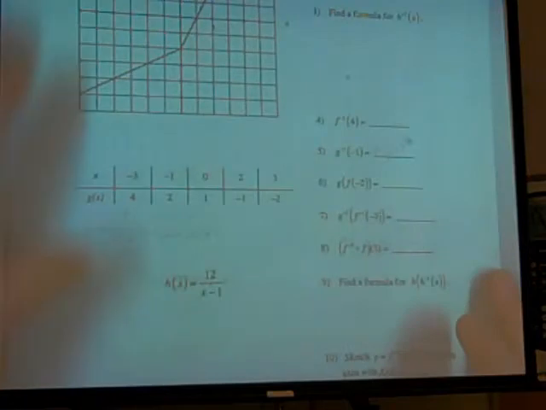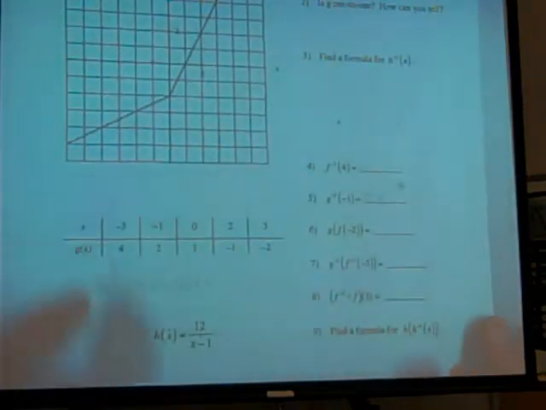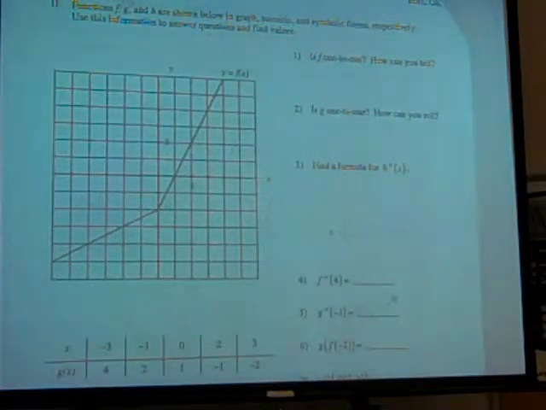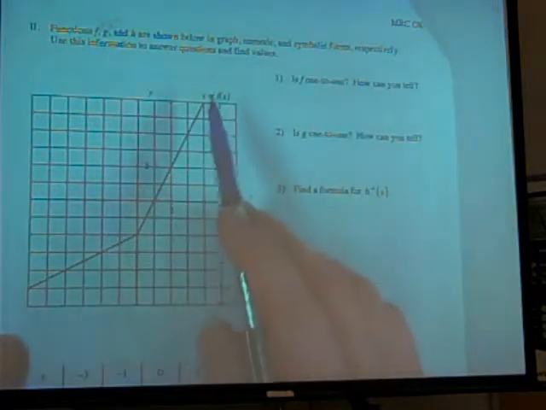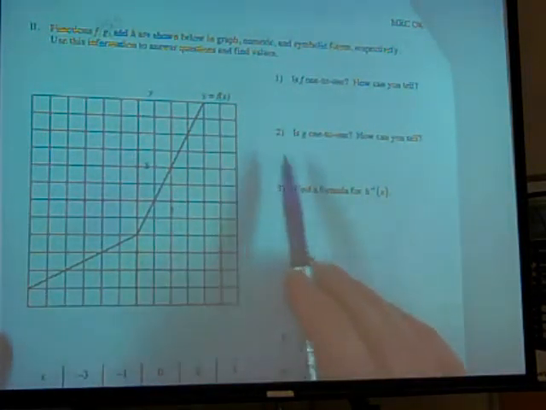You get the same three functions defined again by a graph, a table, and a formula. The questions are a little bit different though. It says, is f one-to-one? How can you tell? Here's f. Horizontal line test, right?